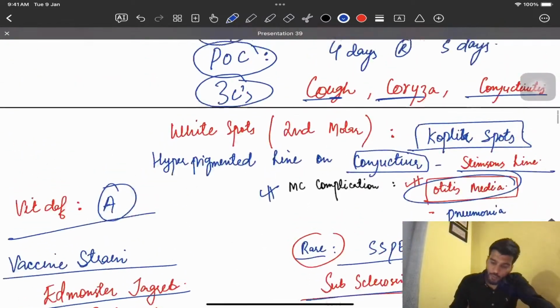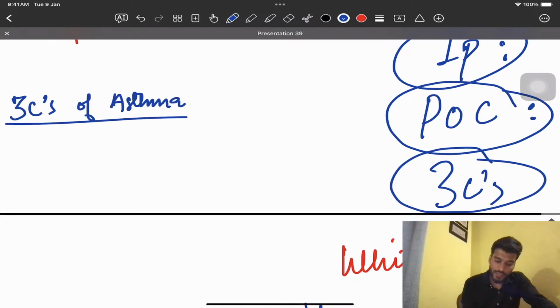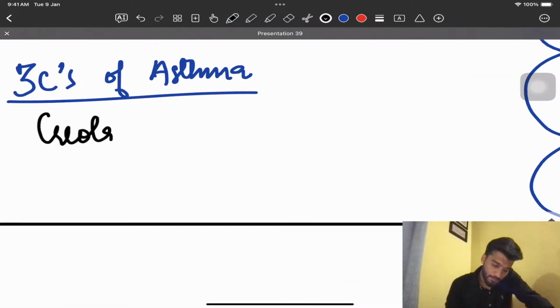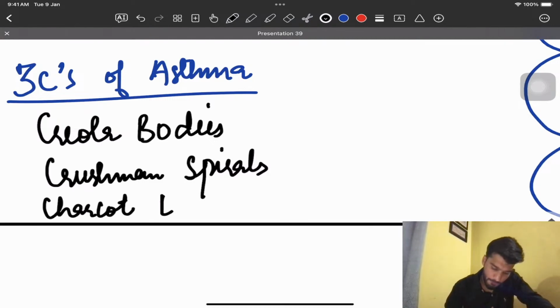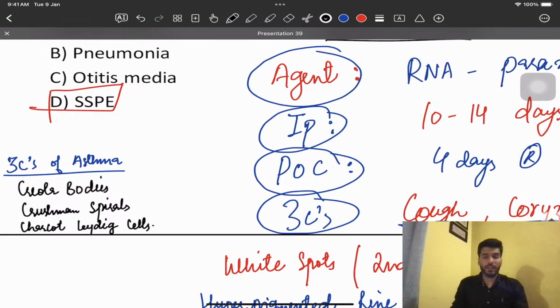We also have 3 C's of asthma. Remember, 3 C's of asthma as well; it might help you. What are the 3 C's of asthma? Curschmann's spirals, Charcot-Leyden crystals, and Creola bodies.